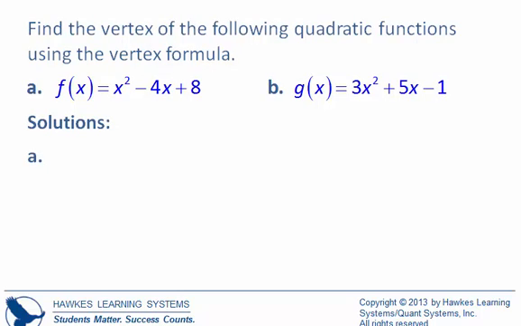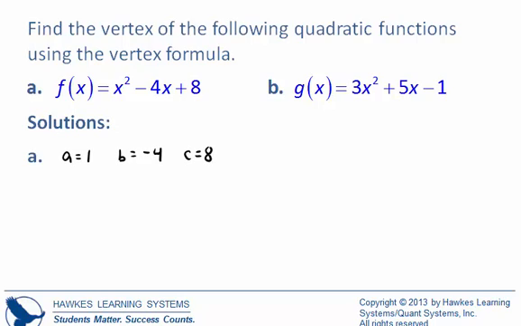So let's try this. Find the vertex of the following quadratic functions using the vertex formula. Part A is f of x is equal to x squared minus 4x plus 8. The first thing that I want to do is identify the a, the b, and the c value. So for part A, the a value, remember, is the number that sits in front of the x squared. So that will be 1. The b value is the number that sits in front of the x. So that will be negative 4. And the c value is the number that sits alone, which will be 8.